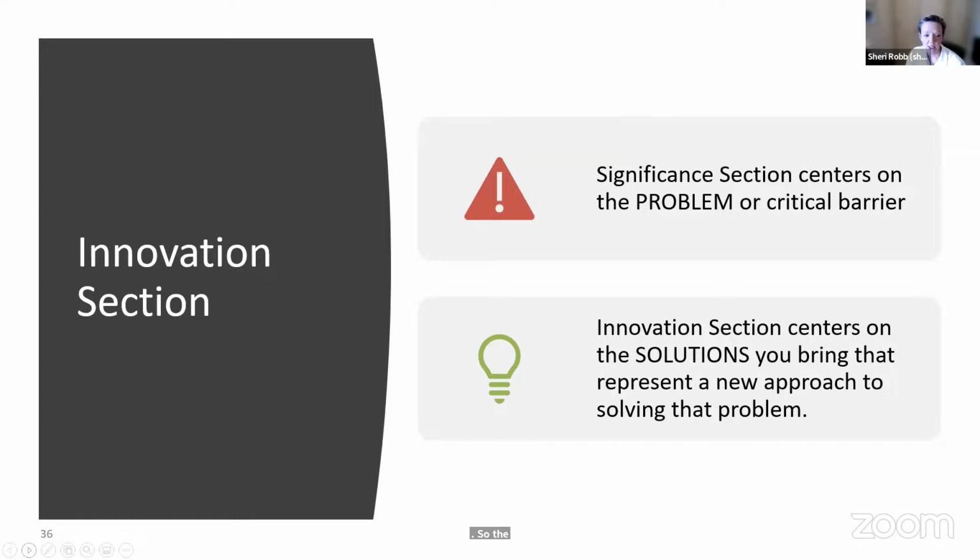So the next section that I wanted to highlight is the innovation section. And some investigators really struggle with differentiating significance from innovation. What you want to avoid is repeating information that you included in your significance section into innovation. Something that helps you think about how these are different: in the significance section, we're really centering on the problem or the critical barrier that your study is going to address. In the innovation section, we really want to center on the solutions that you bring that actually represent a new approach to solving that particular problem.